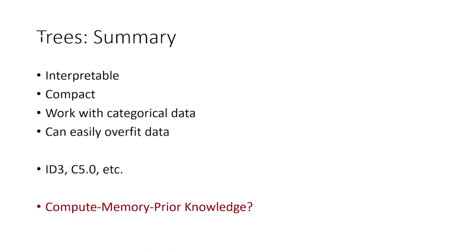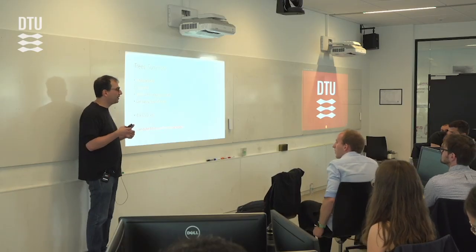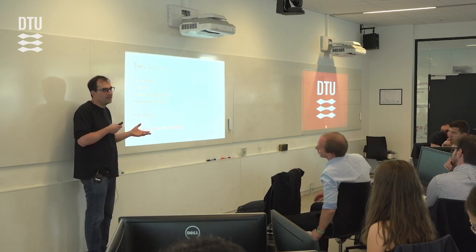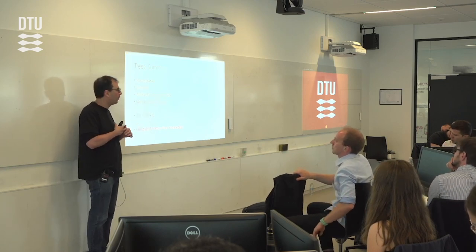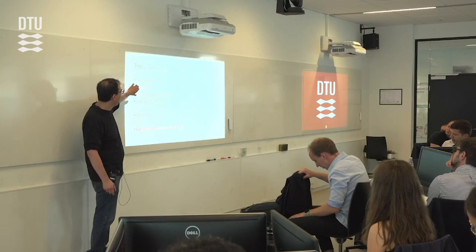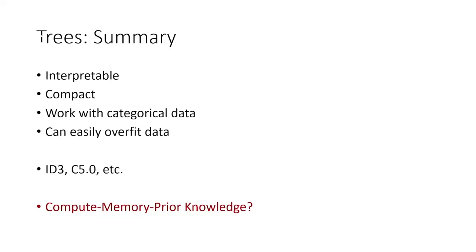Okay, so to summarize, trees are interpretable. That's great. They're compact. Building them is almost trivial. They also work with categorical data. So let's suppose that I want to say that the risk level is high or low. How do I base the risk level? I don't know. Maybe there are several parameters that they use. So they work with categorical data very well, but they can also easily overfit data.